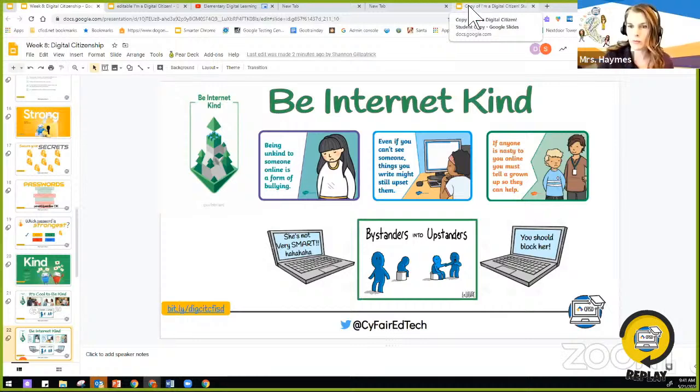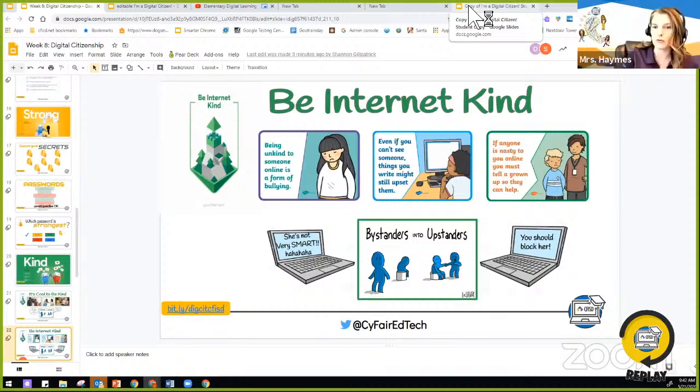And somebody told me one time to always think before I post something. I need to think, would my grandma be okay reading that? Would my parent be okay reading that? What about my favorite teacher? And if at any point you think in your head, oh, I hope that my grandma doesn't read that, or I hope that my teacher doesn't read that, if any of that ever crosses your mind, you probably shouldn't write it. Okay. So always think about that.